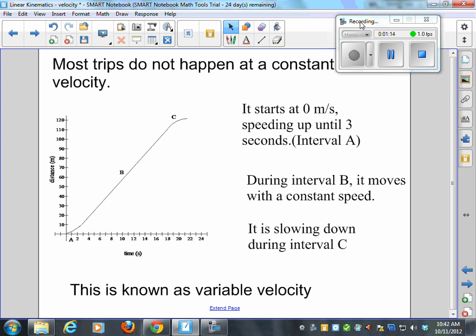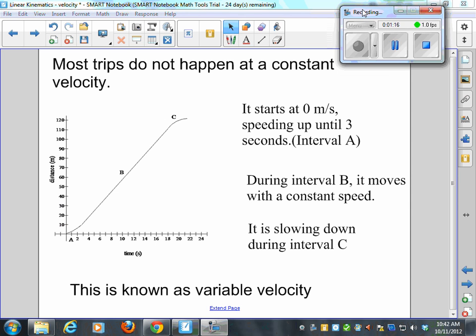And this is sort of where we left off, the realization that most trips do not happen at a constant velocity. Usually you have to speed up at the start and slow down at the end, sort of like Felix there. He's going to basically go from 0 to, how fast was it? 700 miles an hour in 35 seconds.